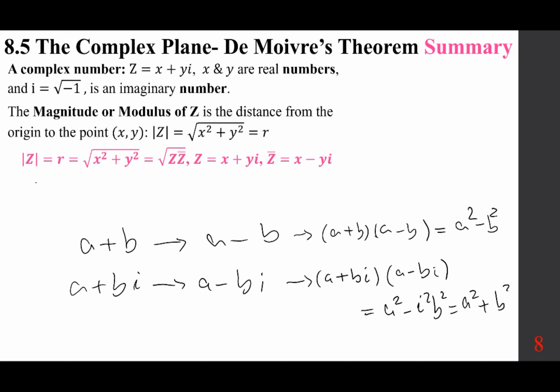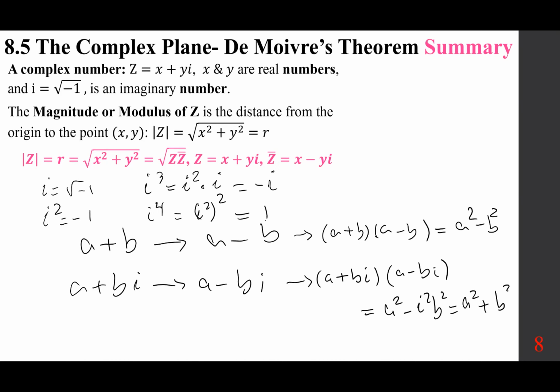Also, i is the square root of -1. i squared is -1. i cubed, which is i squared times i, is negative i. i to the power of 4, which is i squared to the second power, is positive 1. So that means powers of i can be reduced, and i to the 4th becomes 1. This is just to refresh your memory about complex numbers and what we know about them from algebra.